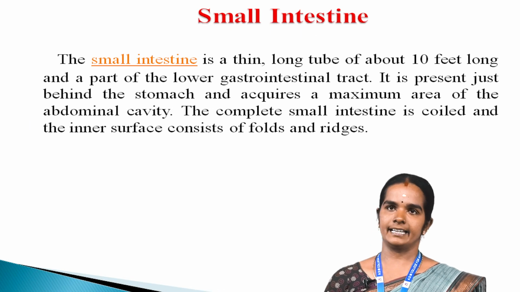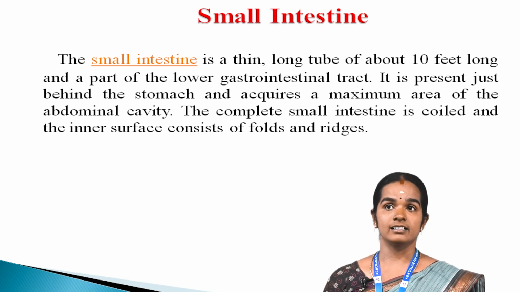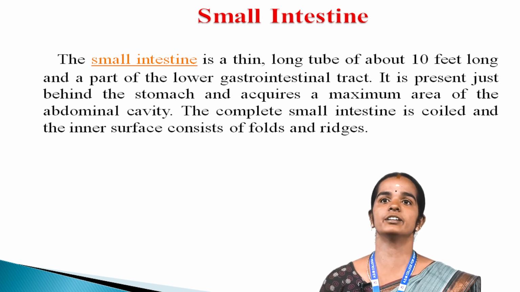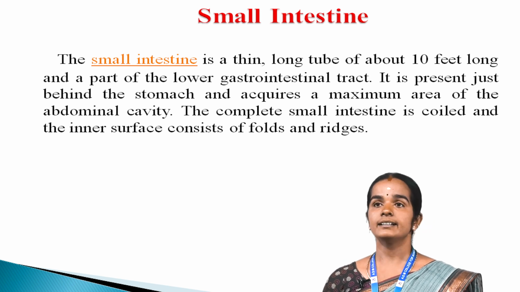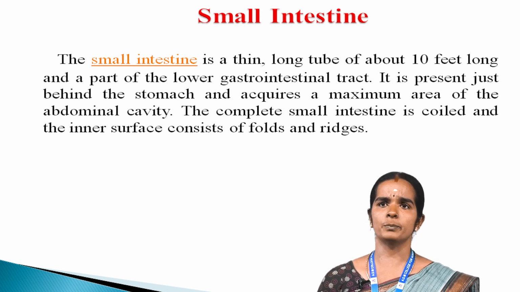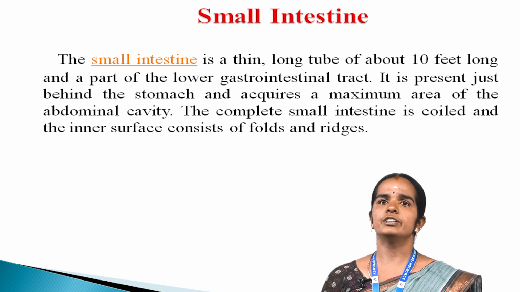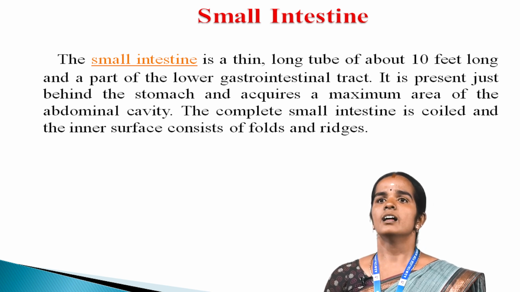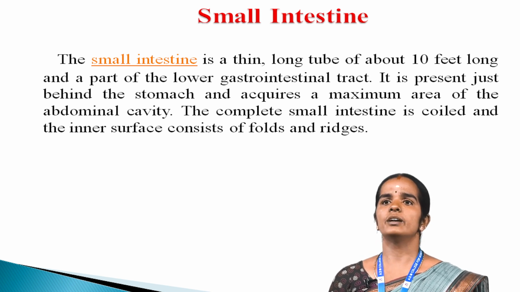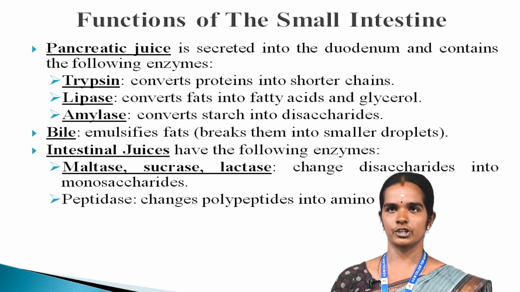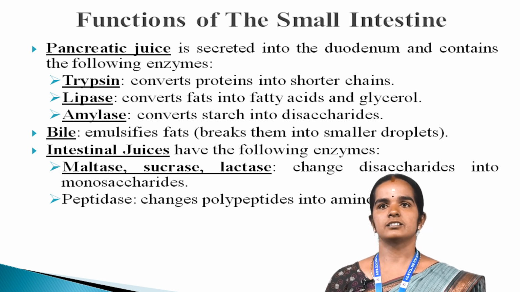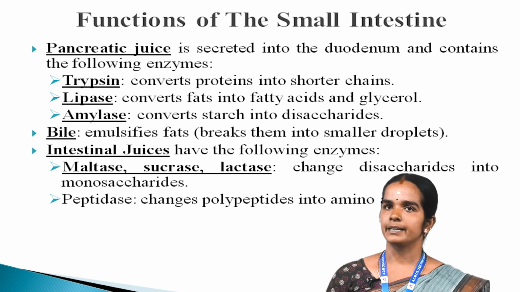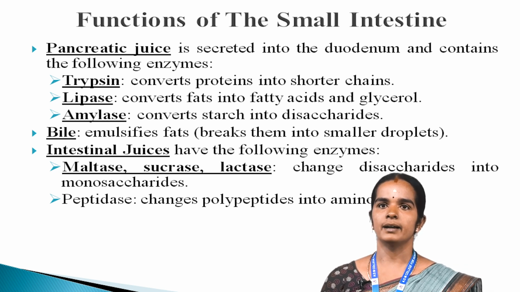This is the small intestine. The small intestine is a thin, long tube of about 10 feet, a part of the lower gastrointestinal tract. It is present just behind the stomach and occupies a maximum area of the abdominal cavity. The complete small intestine is coiled and the internal surface contains folds and villi. This is the function of the small intestine. Pancreatic juice is secreted in the duodenum and contains the following enzymes: trypsin, lipase, amylase, bile.